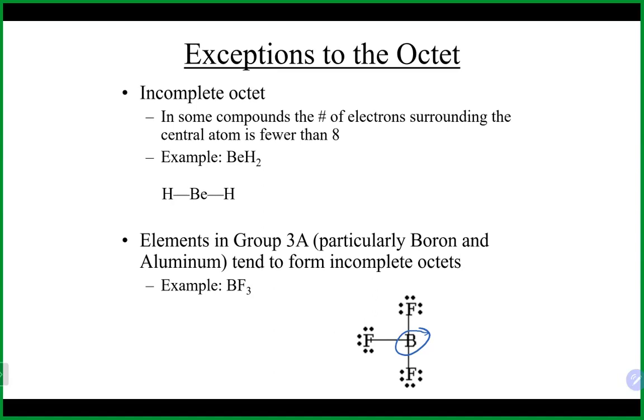So typically beryllium, boron, and aluminum, over and down, are those guys on the periodic table that can do less than 8, and they're okay with that.